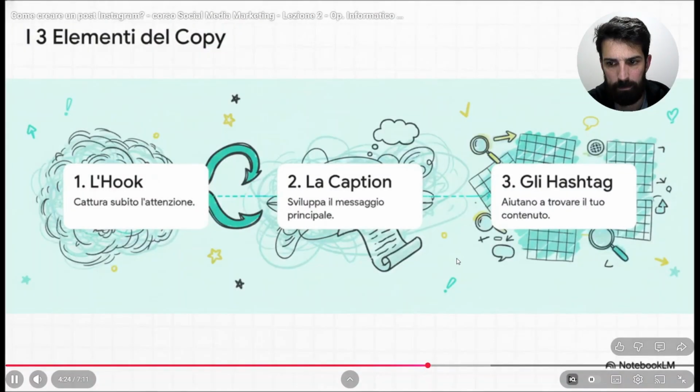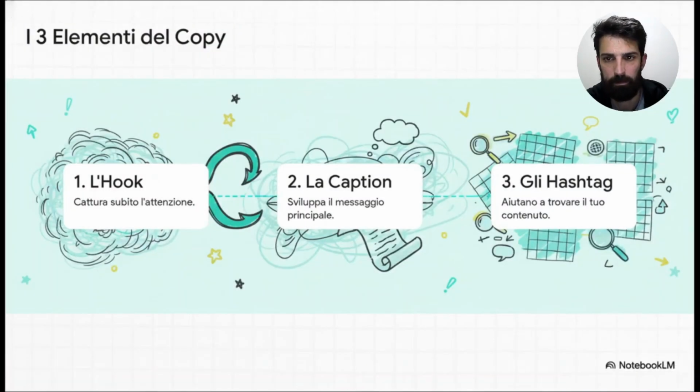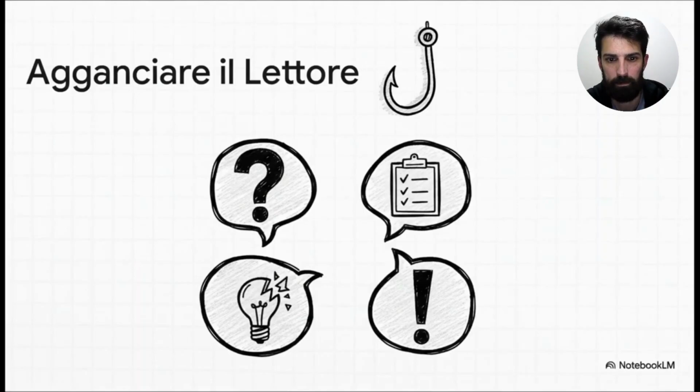Visibility for the content is also to tell the algorithm what we're talking about. The look is the very first line, and that's everything. It needs to immediately spark curiosity.